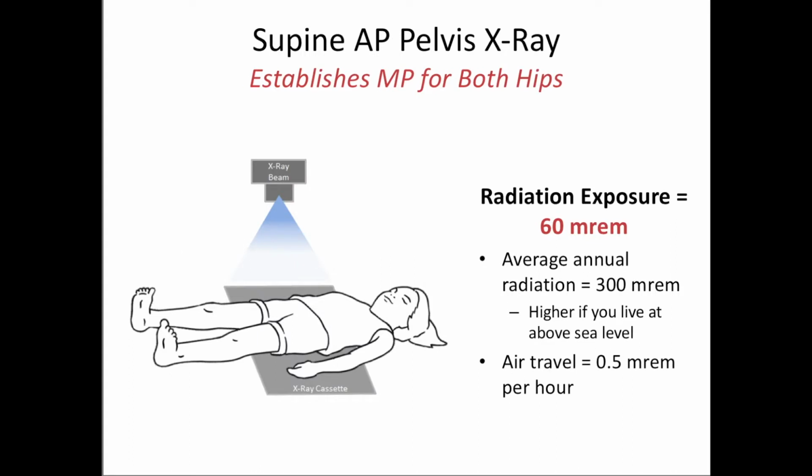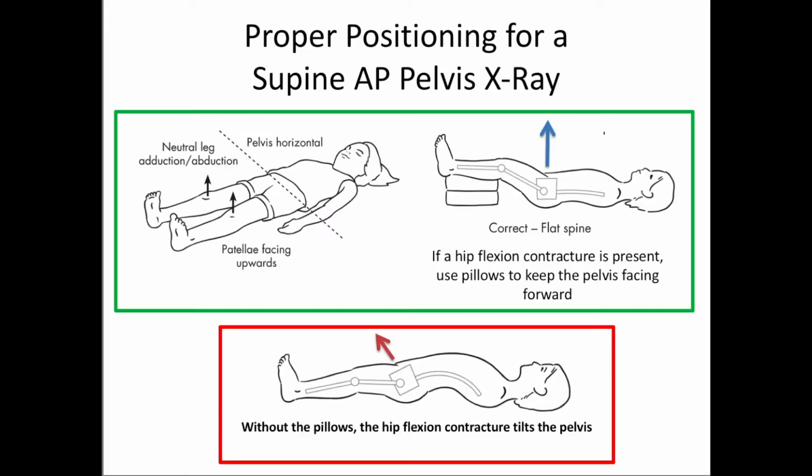A supine AP pelvis X-ray establishes the migration percentage for both hips. This has a low radiation exposure, only about 60 millirems. Consider that the average annual radiation exposure at sea level is 300 millirems, even higher if you live above sea level. And if, say, you're traveling by air, you have radiation exposure of about 0.5 millirems per hour.